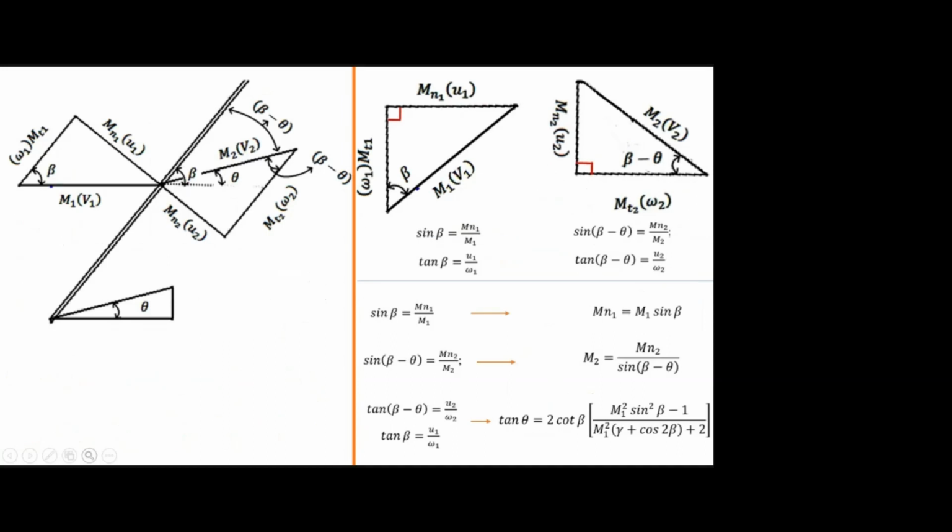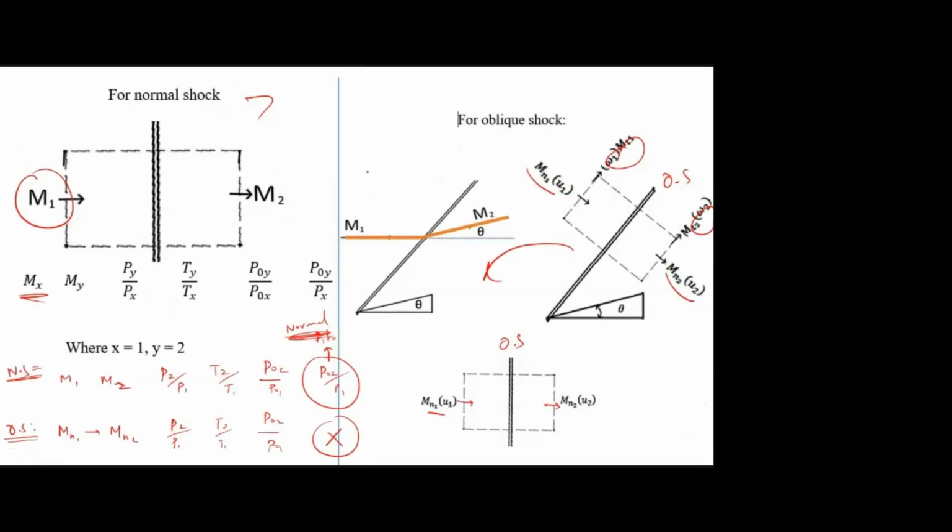And these are all the additional equations, because in the problem they will give only the local Mach number. From that we have to find this mn1. Once you know mn1, from the table we can find mn2. Then again, once you know mn2, we should find m2.